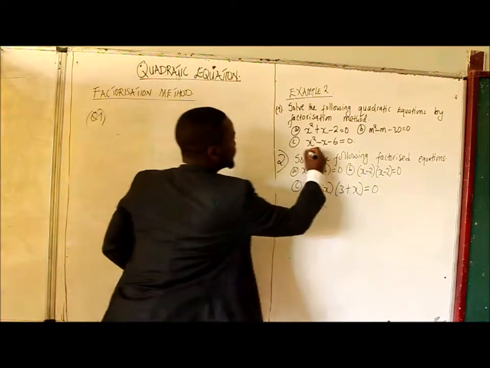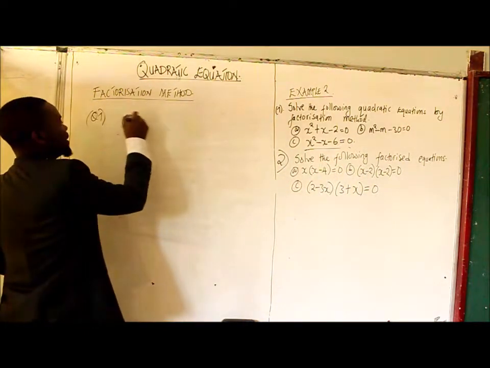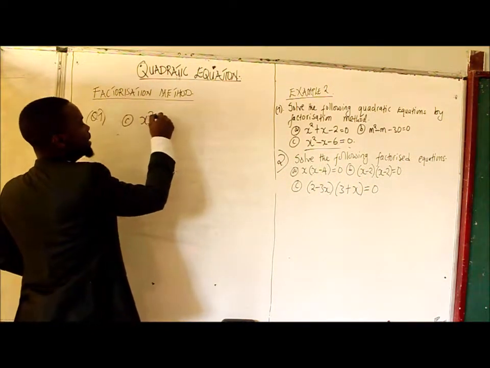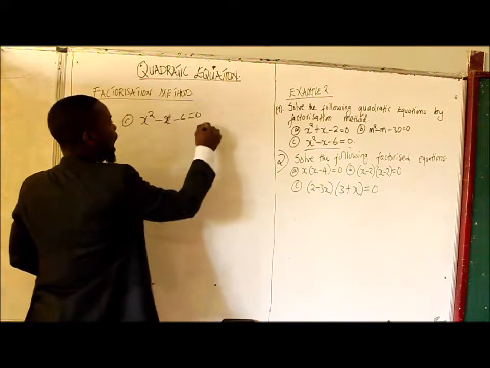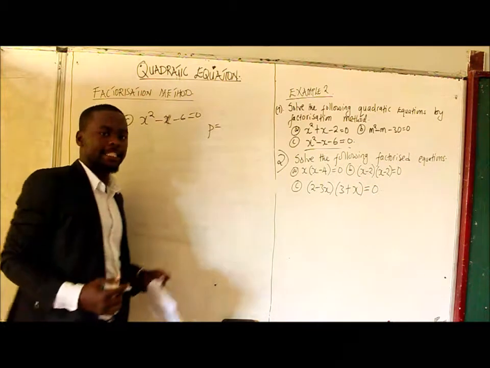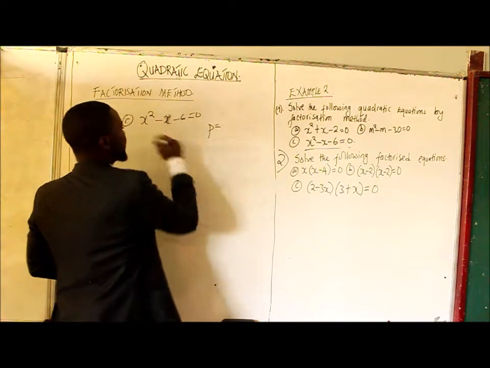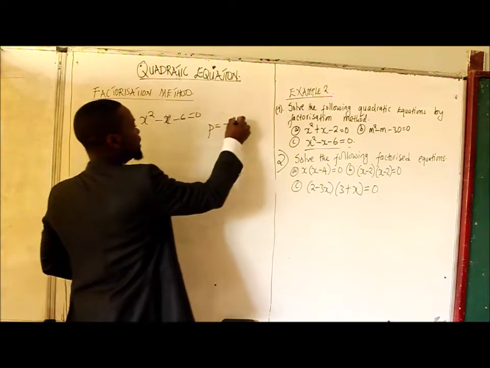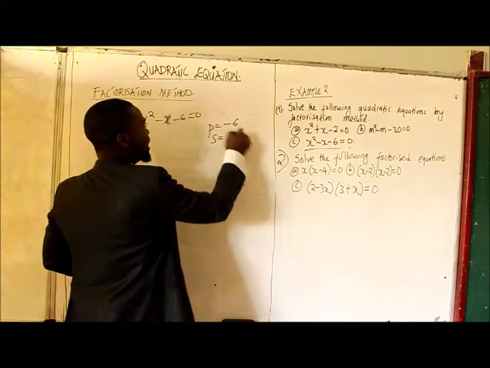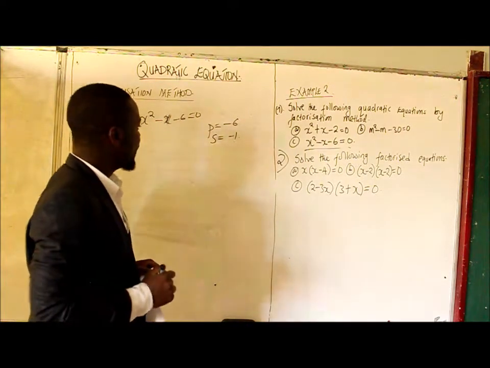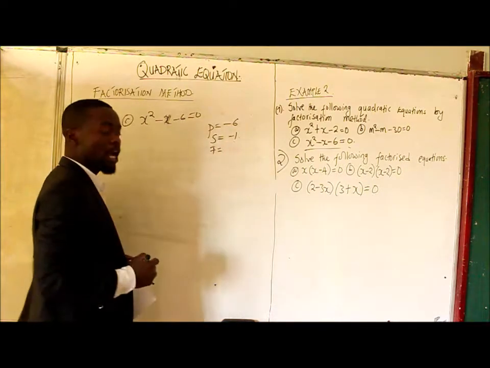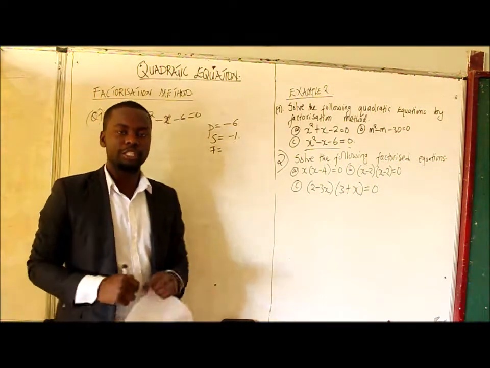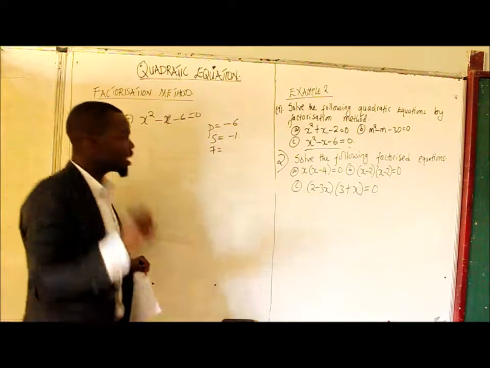Here is question C. Question C is saying we have got x squared minus x minus 6 is equal to 0. As usual, we look for the product. So the product is 1 times negative 6, which is negative 6. The sum is negative 1. From here, we look for the factors. Two numbers, when you multiply them, they should give us negative 6. When we add or subtract them, they should give us what? Negative 1.